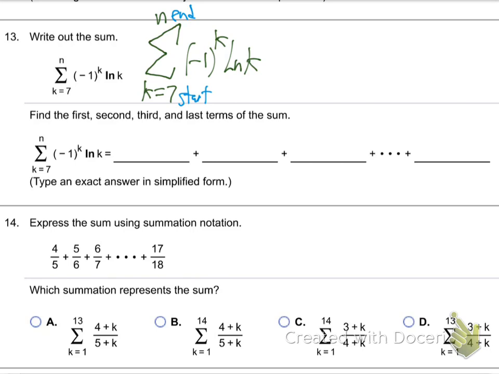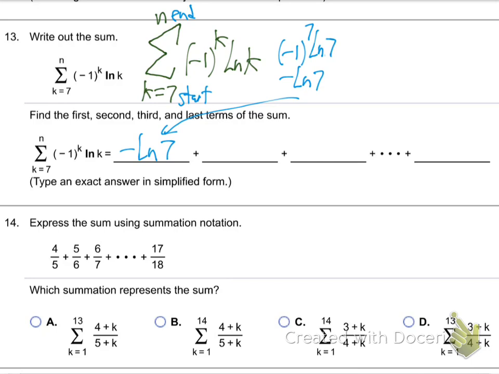So we start. This will be (minus 1) to the 7, ln of 7. And what is minus 1 to the 7? Yeah, that's that negative positive switcher. Toggle switch, I call it, right? Like a light switch. Toggle means back and forth, two states. So negative 1 to the 7th is negative because it's an odd amount of negative signs. So it'll be negative ln 7. So that's what goes here. That's the first term.